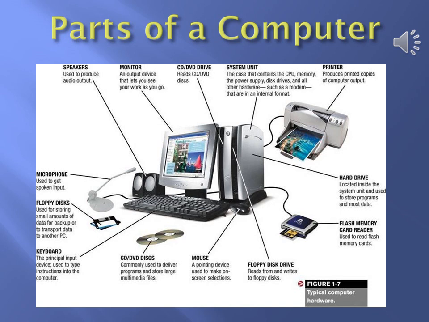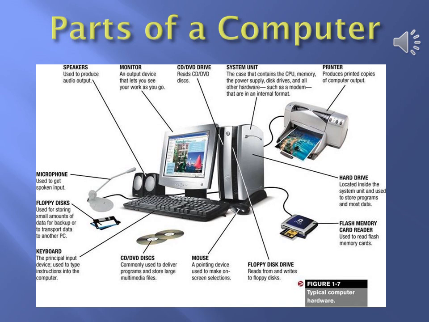The printer, it produces printed copies of a computer output, so we can see what a printer actually looks like. Your hard drive is actually located inside of that system unit or your CPU or tower, and it is used to store programs and most of your data.